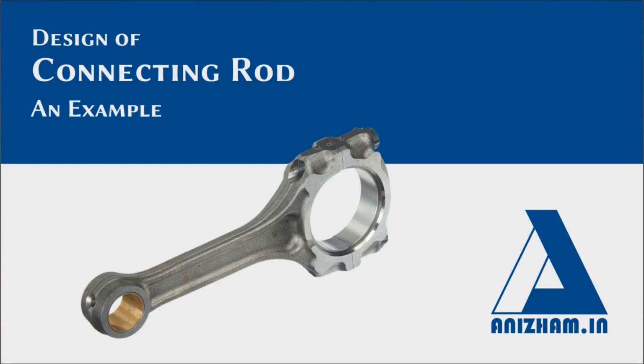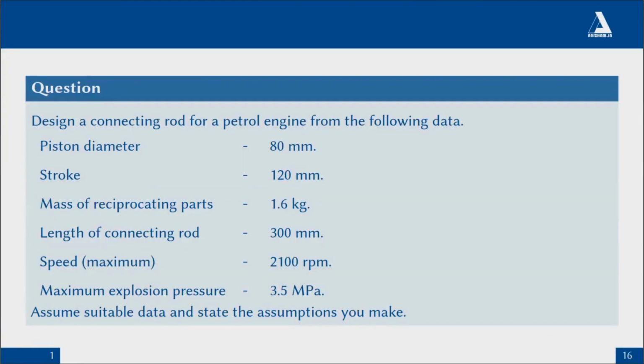Hi. In today's session, we will be discussing a numerical example on design of connecting rod. The question is: design a connecting rod for a petrol engine from the following data. Piston diameter 80 mm, stroke 120 mm, mass of reciprocating parts 1.6 kg, length of connecting rod 300 mm, maximum speed 2100 rpm, maximum explosion pressure 3.5 megapascal. Assume suitable data and state the assumptions you make.